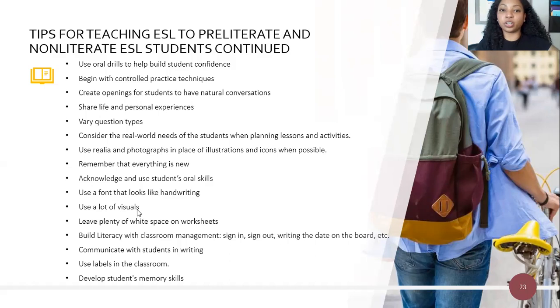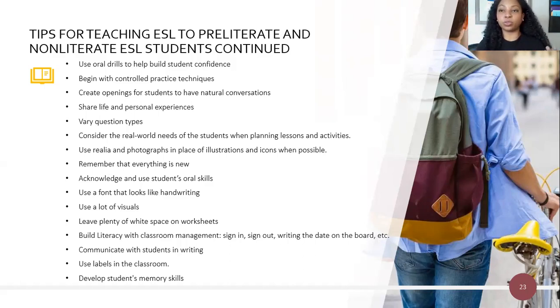You want to vary your question types and remember that everything is new. Whereas concepts like they might know what a pen is, relating that pen to the written word pen and learning that print and visual literacy, that's going to be new and it's going to take time.